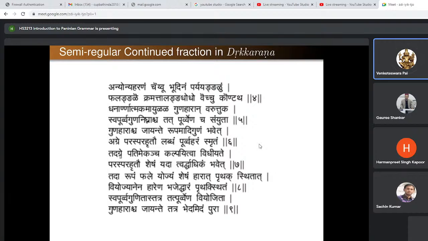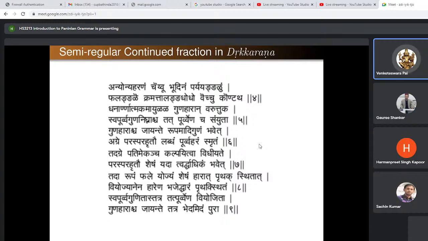Then, in the eighth line, if you see, paraspara hritau shesham yada tu ardhadikam bhavet. When you multiply them mutually, so the process is actually the mutual division of successive results, right? So paraspara hrita is mutual division of successive results.